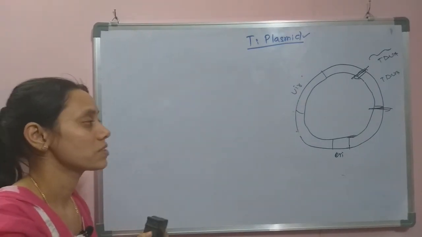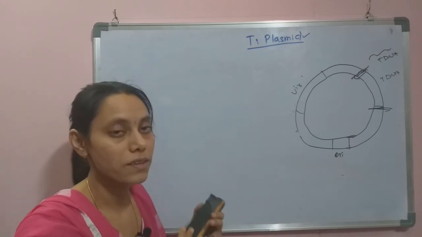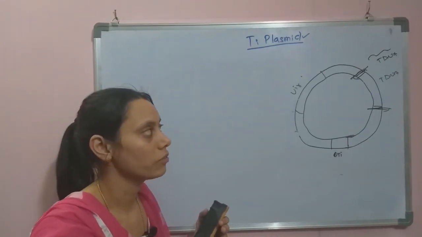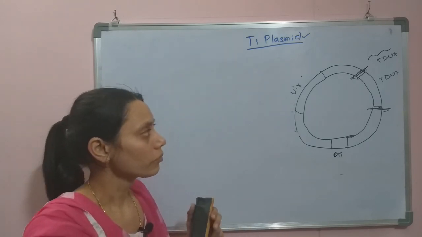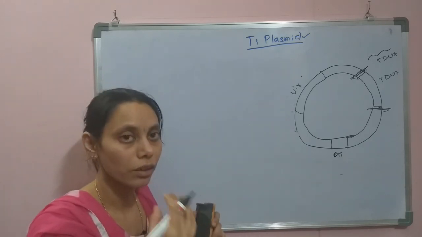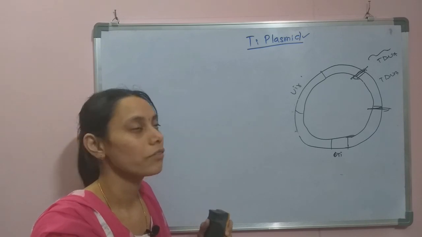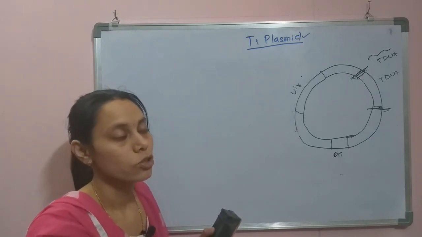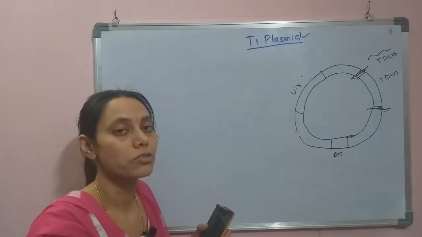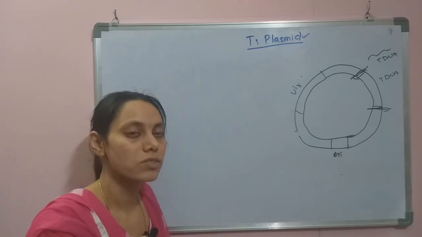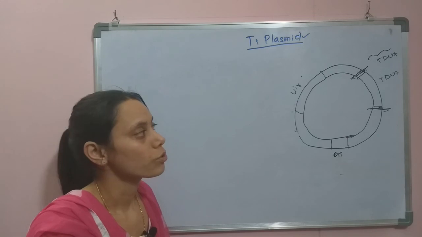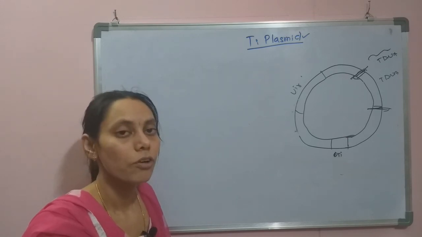And basically this Ti plasmid, as we already discussed, has the ability to insert itself into the plant genome. There are vectors derived based on this Ti plasmid. There are two kinds of vectors designed based on this Ti plasmid: co-integrative vector systems and binary vectors. That is going to be discussed in the further video.